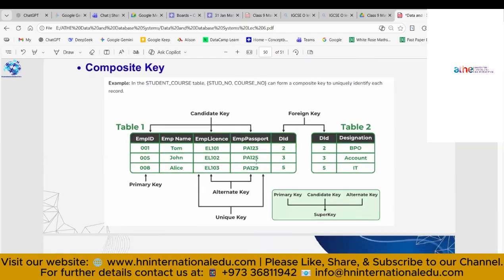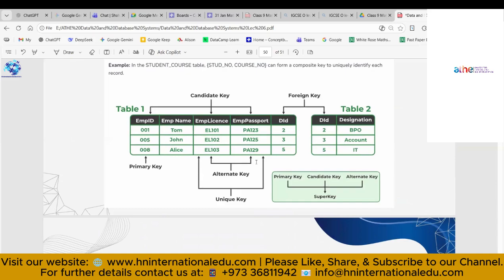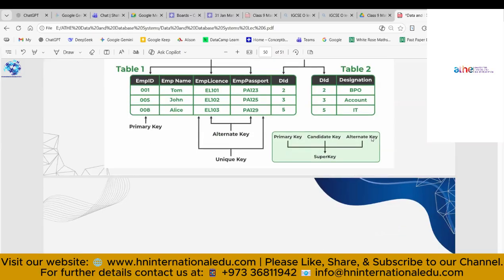So this is how it looks. In the case of a composite key, you could basically be using the alternate key from one table and this foreign key from another table. This is table one and table two. Basically, using multiple keys, two or more keys, if there is no primary key, to uniquely identify records in a table. As you can see, primary key, candidate key, alternate key, these are subsets of super keys.